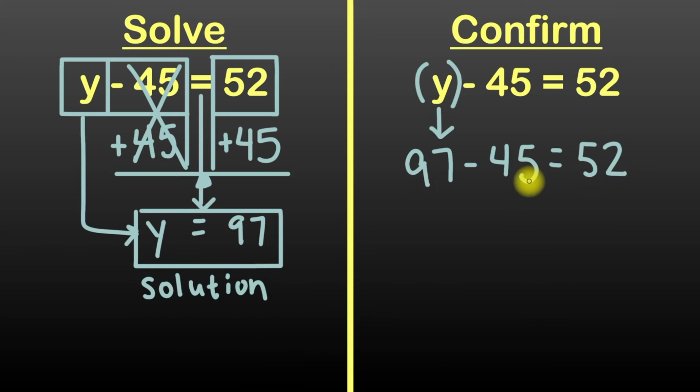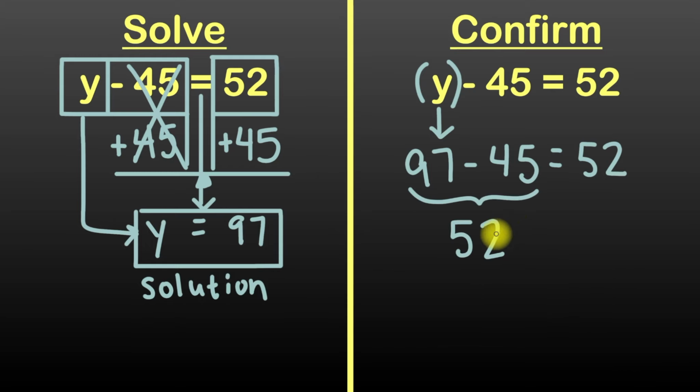And what's 97 minus 45? Again, we can do that on the side. 97 minus 45. 7 minus 5 is 2, and 9 minus 4 is 5. So the result of 97 minus 45 is 52.